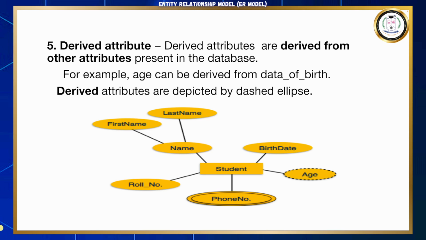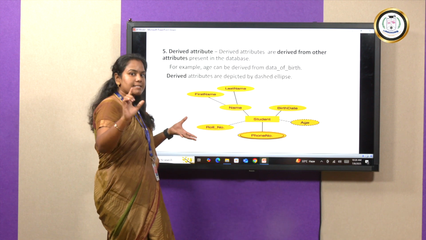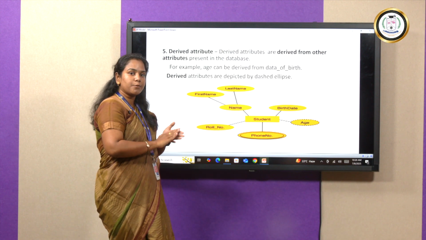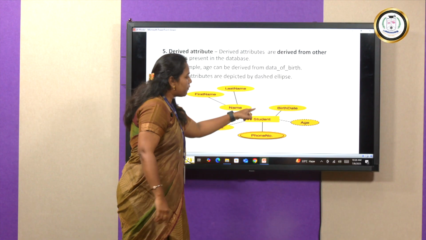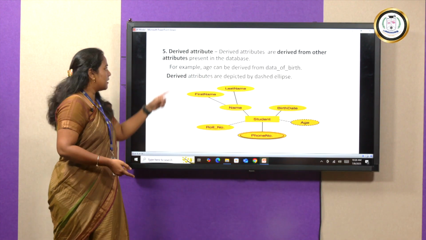Here, under a student entity, age is derived from the birth date. So from the birth date we can calculate the age of a person. So the age is considered a derived attribute. Derived attributes are denoted by the symbol of a dashed ellipse, like this. Like this dashed ellipse we have to denote the derived attributes.